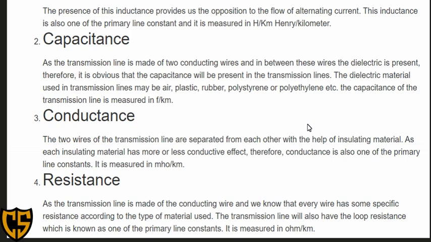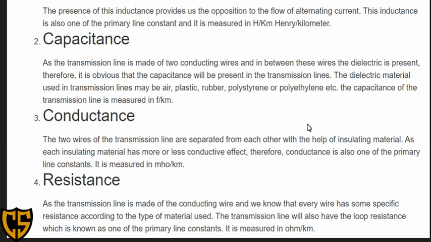Since there is no perfect dielectric, electrons can move from one conductor to the other through the dielectric. So each type of two-wire transmission line also has a conductance value. This conductance value represents the current flow or leakage of current that may be expected through the insulation.